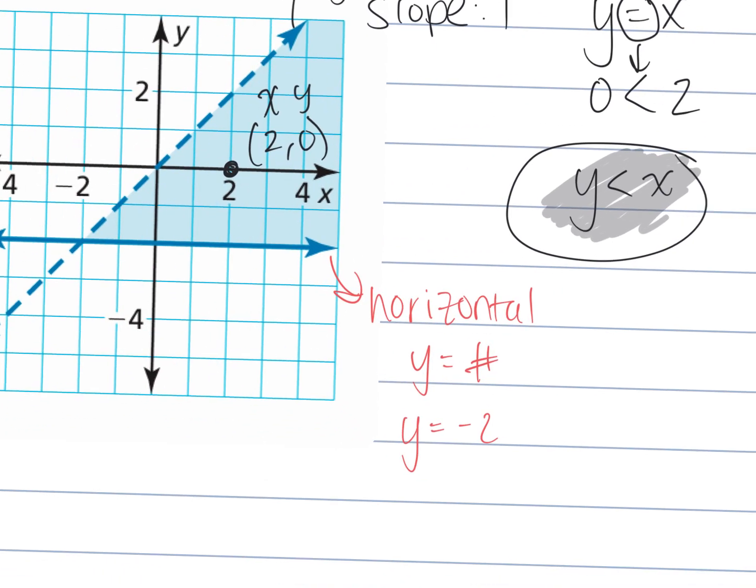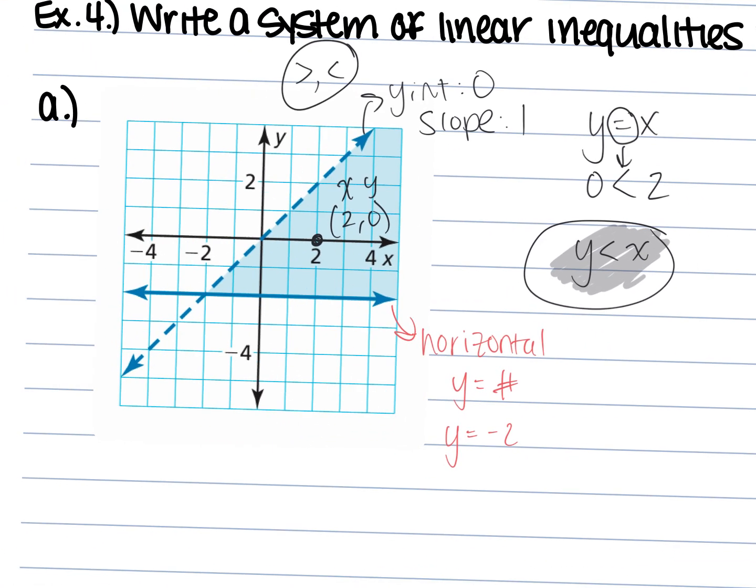But I can't have equal to here, right? What two symbols am I choosing between? Greater than or less than? But that's not enough. Has to be equal to. Why do these two have to be equal to? It's a normal line. What do you mean by a normal line? It's not dotted, okay? It is a solid line, okay?